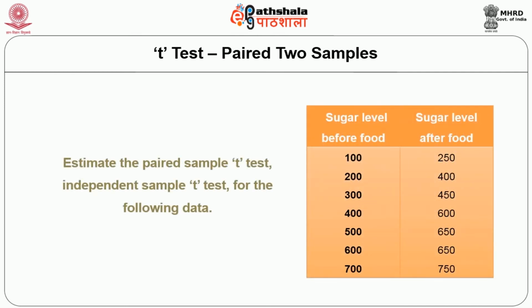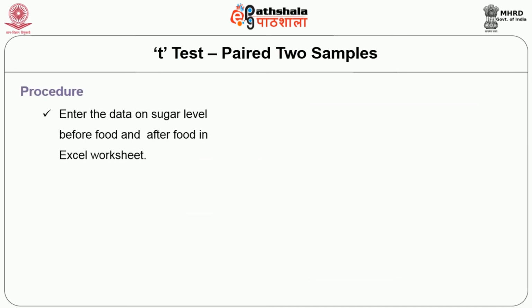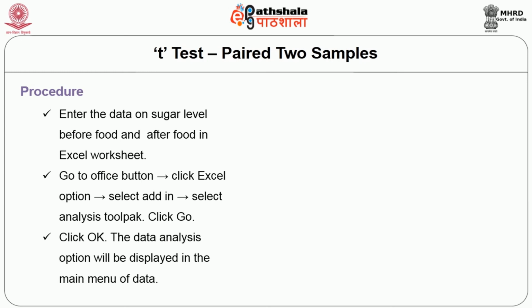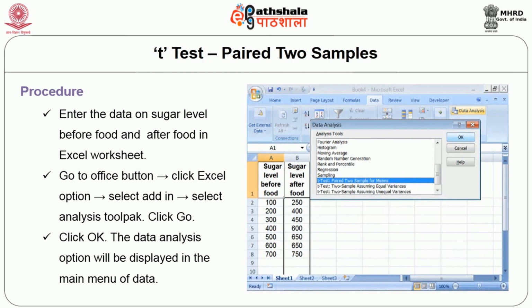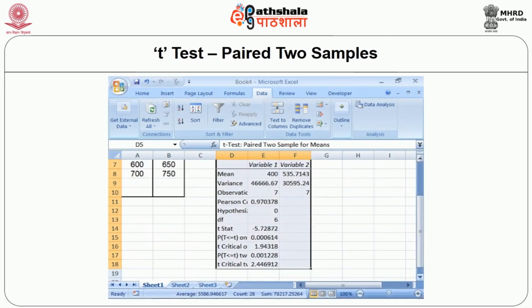Next, we can perform the t-test in the data analysis option in Excel. Estimate the paired sample t-test and independent sample t-test for the following data. Procedure: enter the data on sugar level before food and after food in the Excel worksheet. Go to the Office button, click Excel options, select add-ins, select analysis toolbar, click Go, click OK. The data analysis option will be displayed in the main menu of data. Click data analysis, select the t-test paired two sample for means, click OK. Give the variable 1 range as A2:A8, for example. Give the variable 2 range as B2:B8 and give the output range as C1. Click OK. The output will be displayed in the output range.